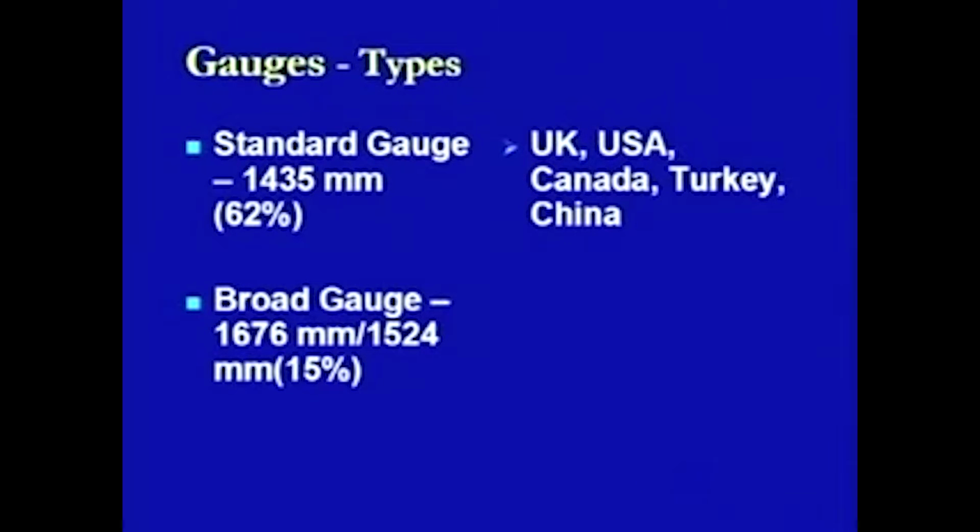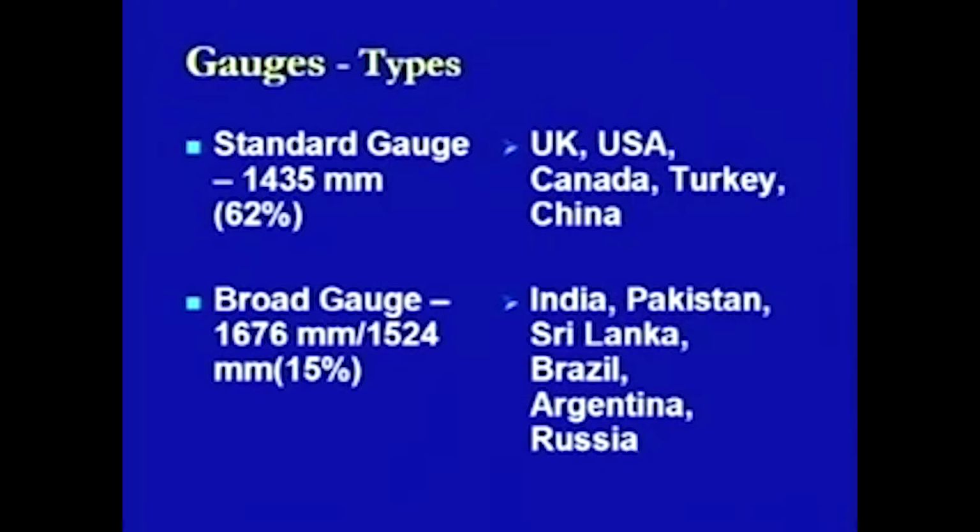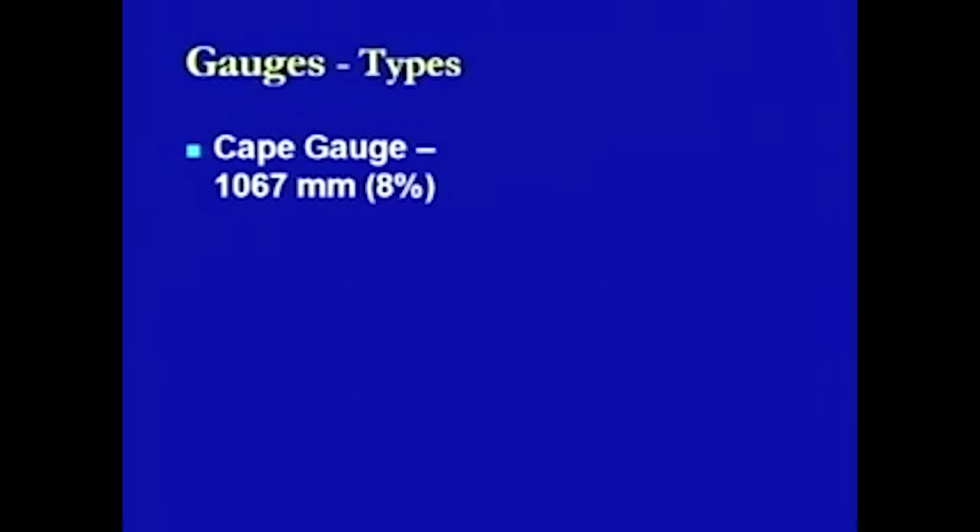Broad gauge is provided mostly in the Indian subcontinent and some other developing countries, like India, Pakistan, Sri Lanka, Brazil, Argentina, and Russia. Other than the standard gauge and the broad gauge, there is another category known as Cape gauge, where the clear distance between the rail sections is 1067 mm, and it constitutes around 8% of the total gauges provided throughout the world.